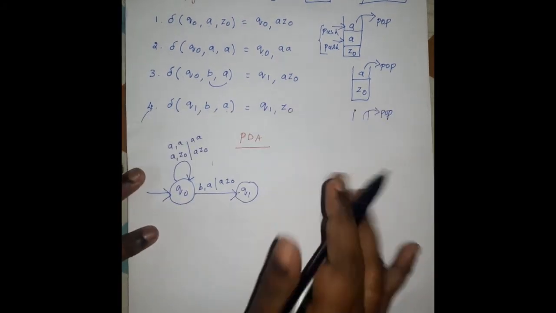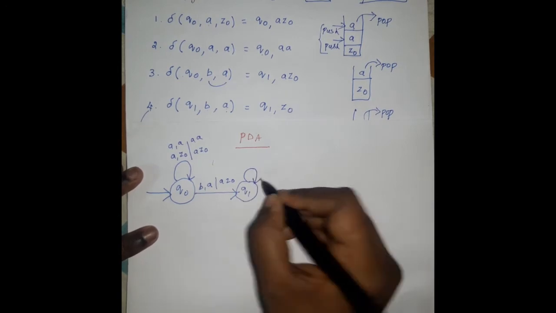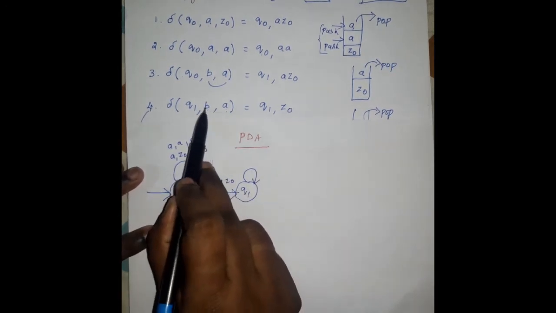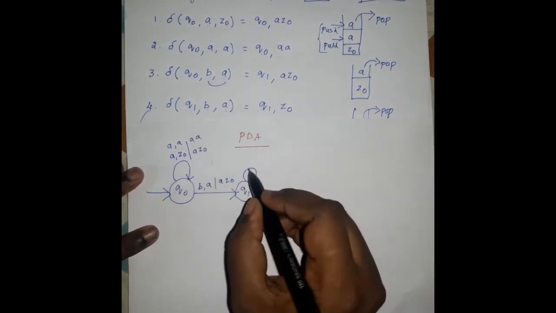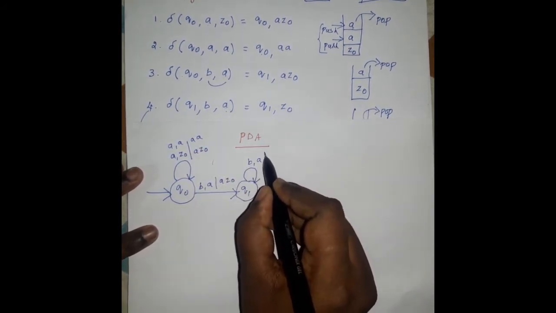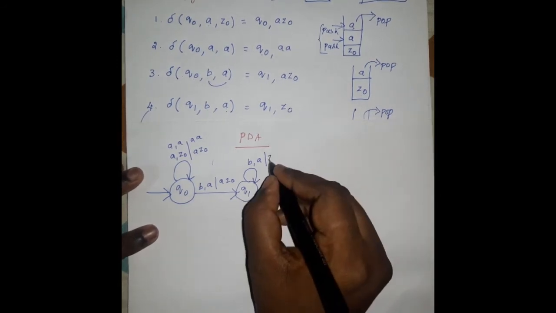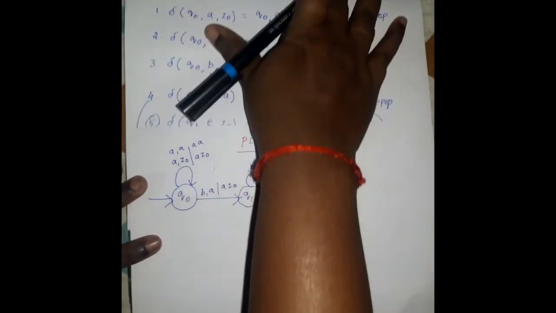And the fourth transition function is Q1 to Q1. So it is a self loop on Q1, and the input symbol is B, and the stack element is A. So B comma A, write it as it is in the transition function, B comma A bar, and what is present in the stack elements? Z0 alone, so you have to write Z0.